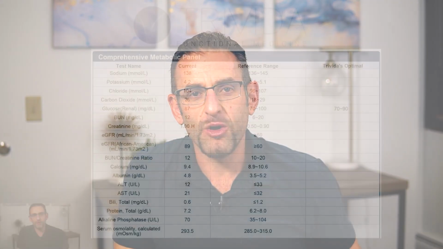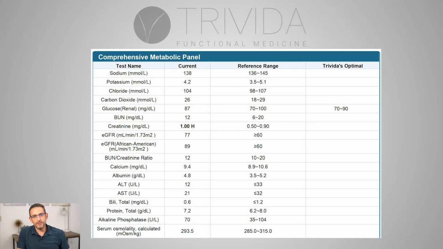Comprehensive metabolic panel. So in the comprehensive metabolic panel, we're looking at a lot of different things. We're looking at liver, kidney, electrolytes, bones, muscles, and let me take you through all the different things we're seeing in this comprehensive metabolic panel. So sodium, potassium, chloride, these are electrolytes, what make your muscles move and what make electricity move through your body, right?